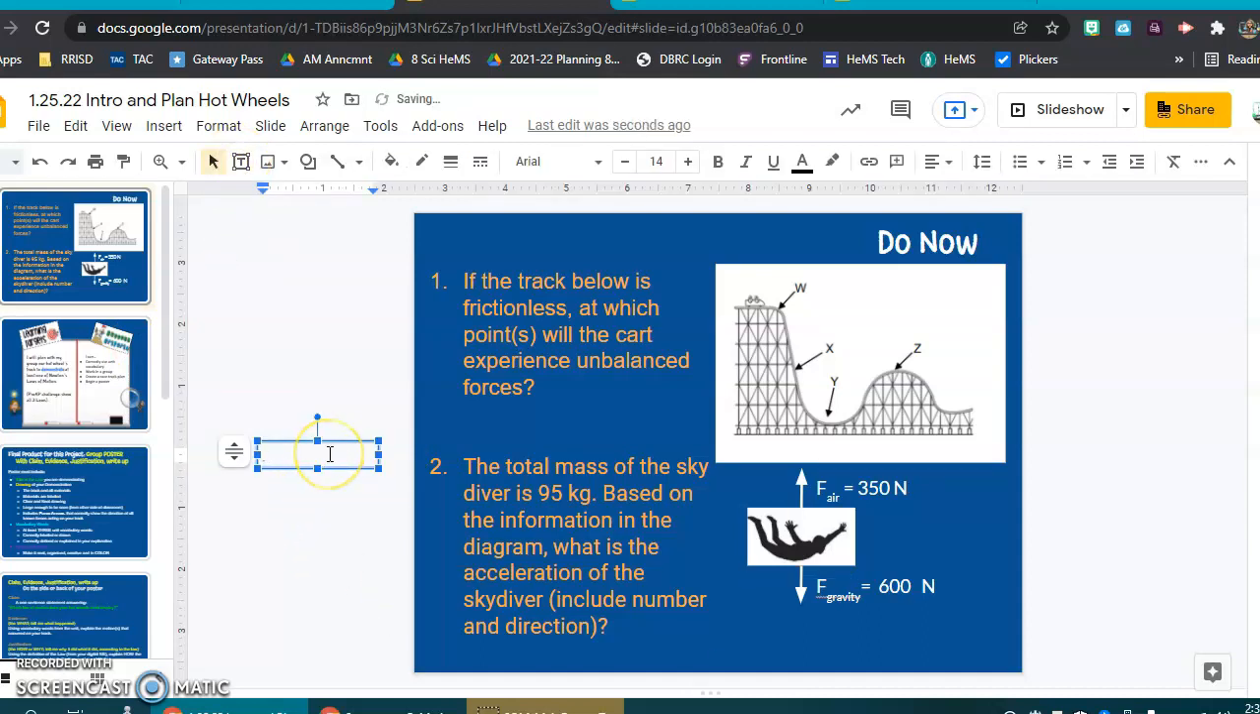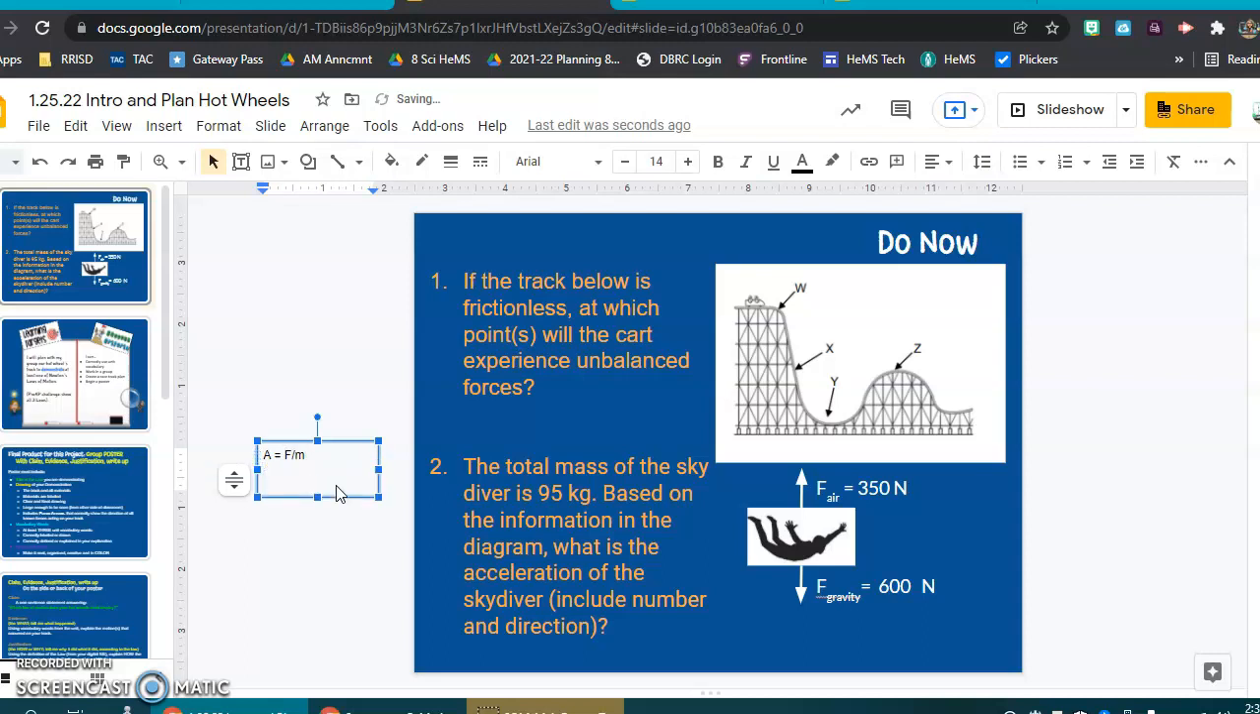On number 2, I'm going to insert a text box over here so you can see this. Okay, so the total mass of the skydiver, so I have mass and I have force. So I'm looking for acceleration is equal to force divided by mass.